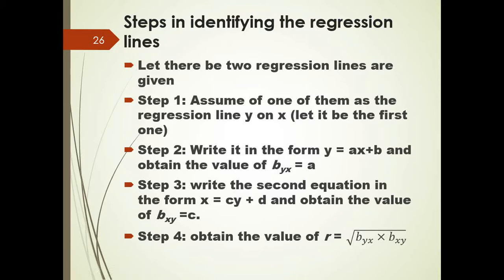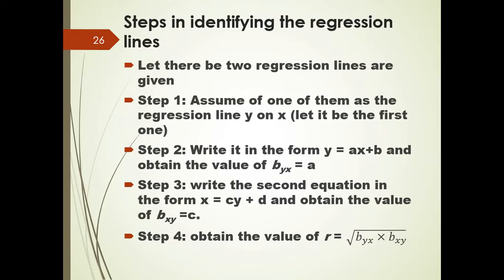Now, how to identify the regression line when there is a question. Let there be two regression lines. First assume one equation as y on x, and write that equation in the form y equal to ax plus b. The coefficient of y should be 1 and on the left side, all others taken to the right side. Then a is taken as the regression coefficient byx.